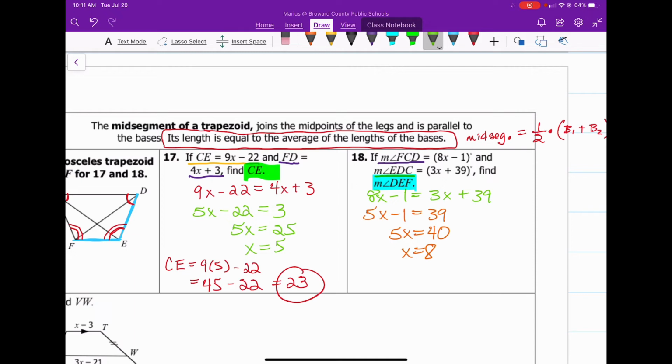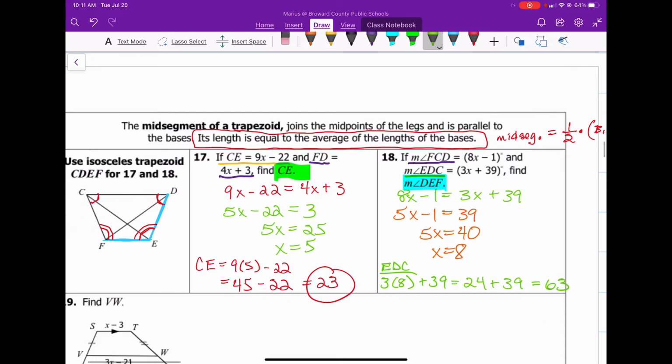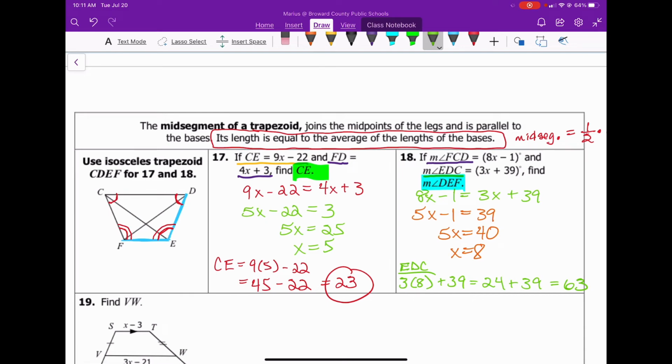So EDC is 3 times 8 plus 39. 3 times 8. That's going to give us 24 plus 39. And 24 plus 39 is going to make, what is that, 63? So now that we know that EDC is 63 degrees, then that means that this angle is also 63 degrees.